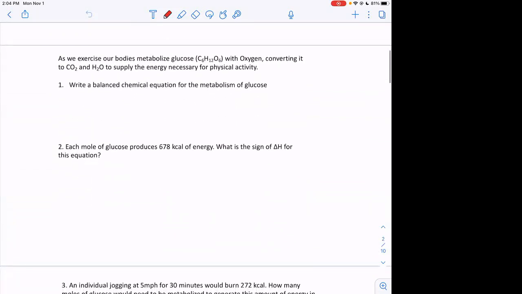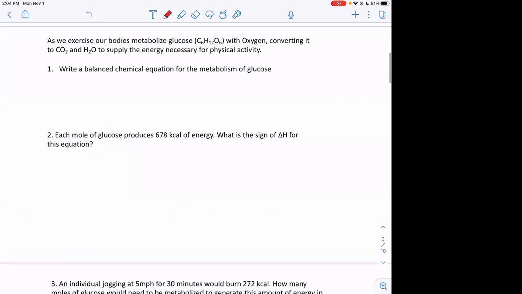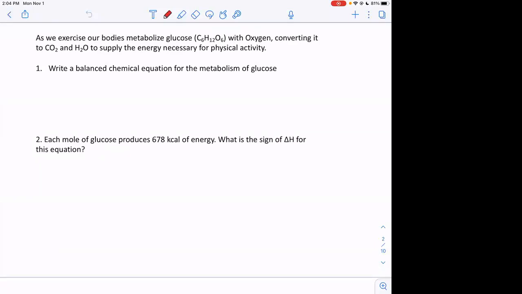So this one actually was kind of derived from the homework, but there's an extra twist to it at the end. You may recognize this. There's a problem on your homework, and it says, as we exercise, our bodies metabolize glucose with oxygen, converting it to CO2 and water to supply the energy necessary for physical activity. Now, you didn't have to write the balanced equation for this, I think, or maybe you did. We're going to write it here, and then we're going to start doing some conversion stuff between kcals, because we have the delta H for this.